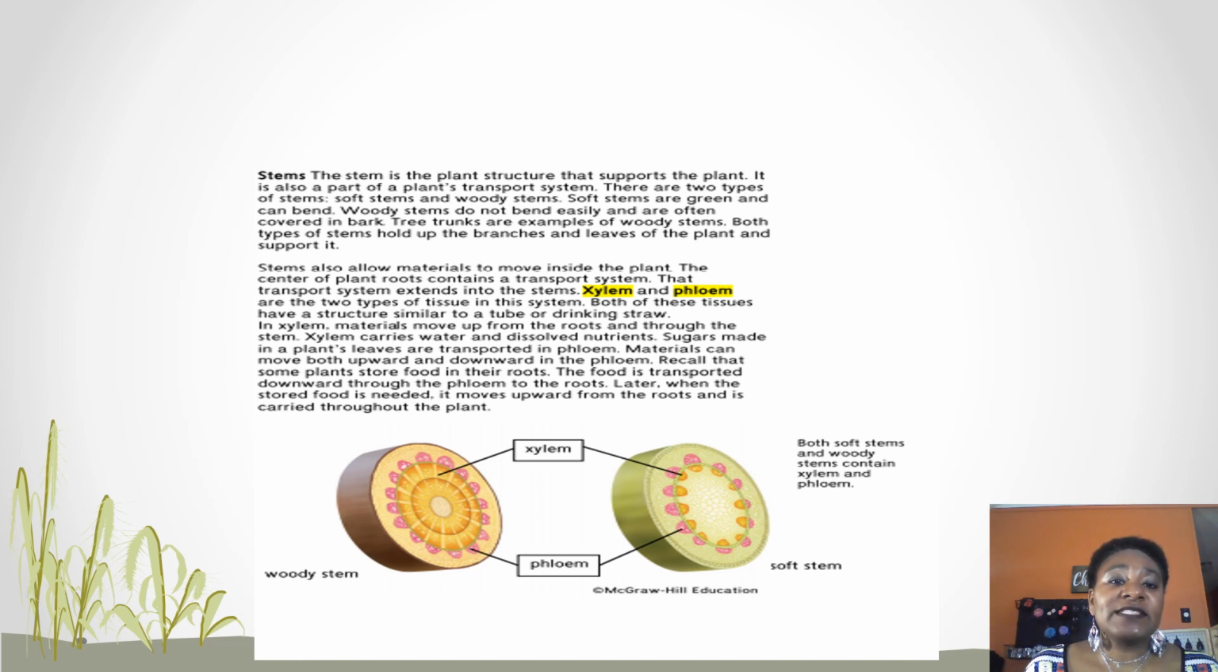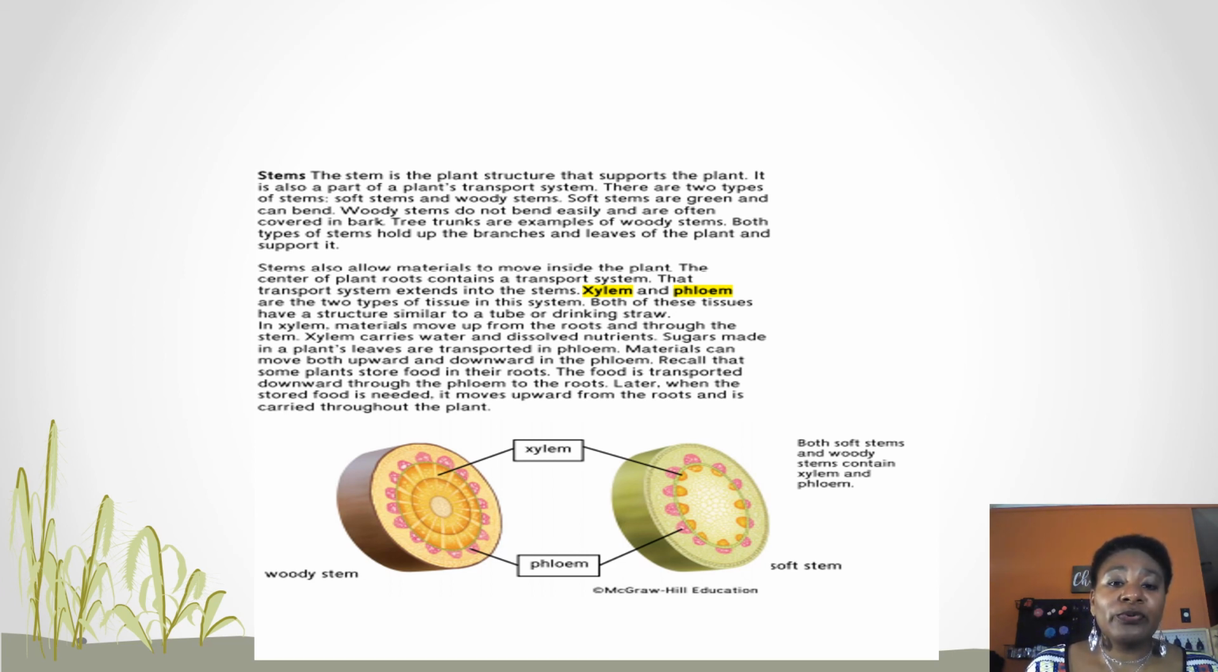There are two types of stems, soft stems and woody stems. Soft stems are green and can bend. Woody stems do not bend easily and are often covered in bark. Tree trunks are examples of woody stems. Both types of stems hold up the branches and leaves of the plant to support it. Stems also allow materials to move inside the plant.